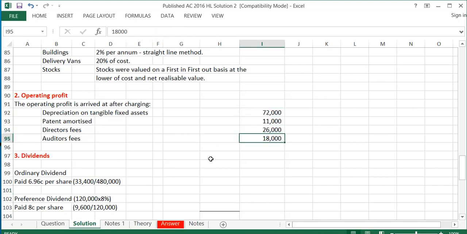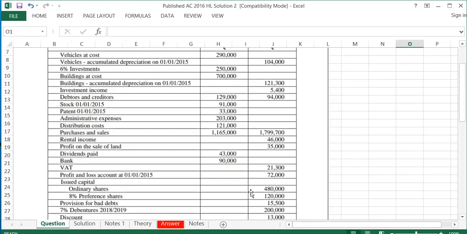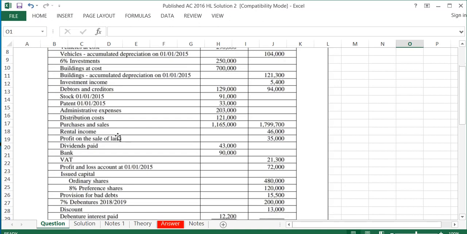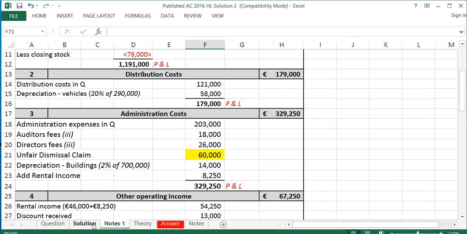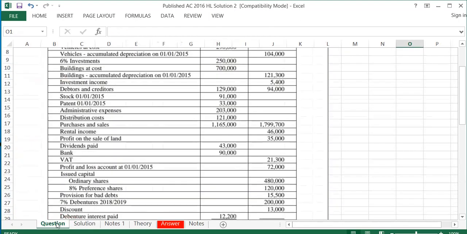So my dividends, I have ordinary dividends and preference dividends. Well, I can see from the trial balance that the total dividends paid were 43,000. Now I can work out my preference dividend.